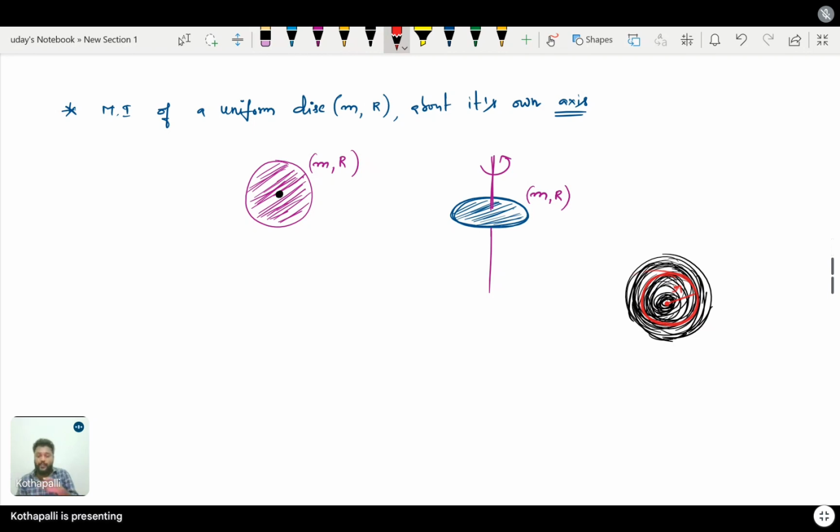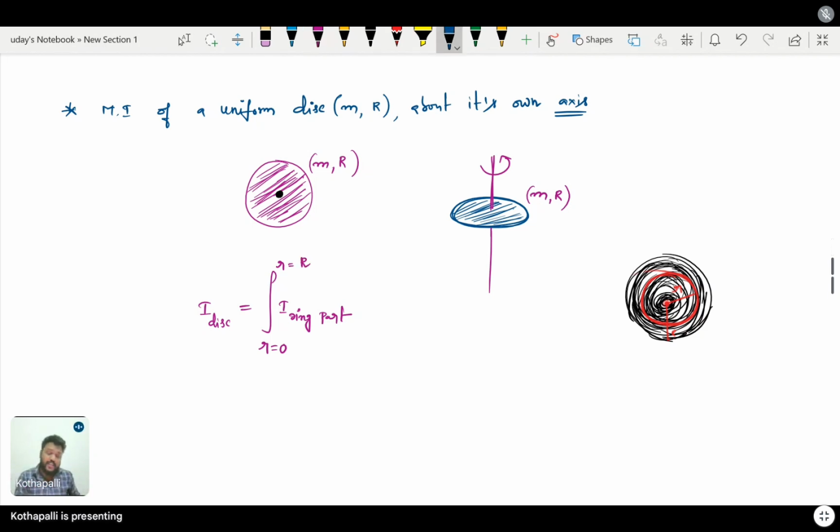And if I integrate that value from 0 to capital R, because the starting ring I can take at the center with 0 radius, and the ending ring I can take at the circumference of the disk at the radius R. So my approach will be: the moment of inertia of a disk is nothing but the integral of the moment of inertia of the ring part, from r equals 0 to r equals capital R.